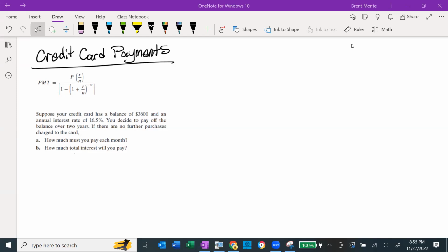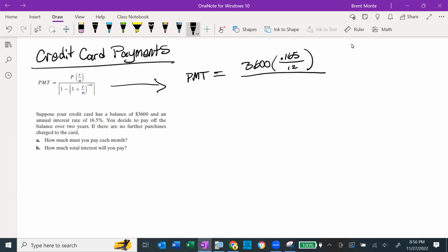Okay, so we're looking for the payment. So let's just take this over here and we're going to say, okay, the payment. Well, P, that's the amount we owe. That's the $3,600. R is the interest rate, which as a percentage is 16.5, as a decimal is 0.165. Remember, move the decimal 2 places to the left. N is the number of periods. Well, this is monthly, so N is 12.